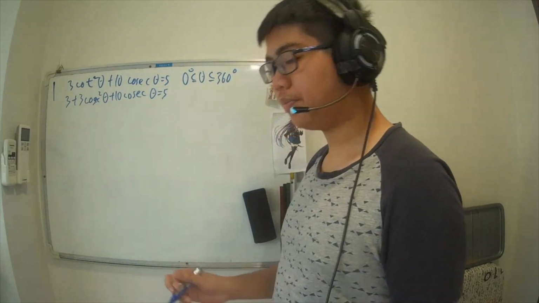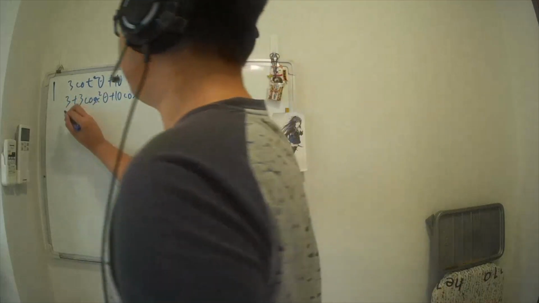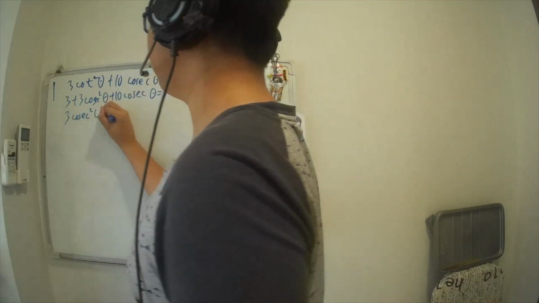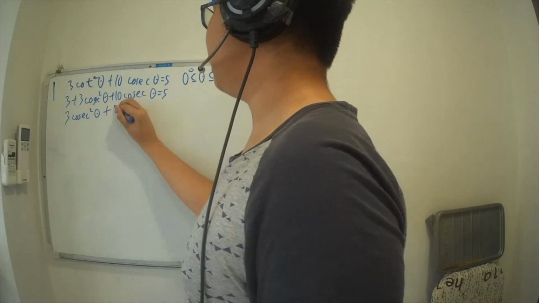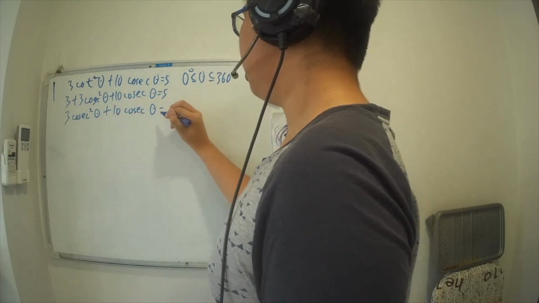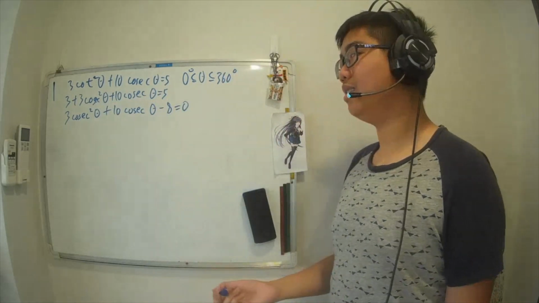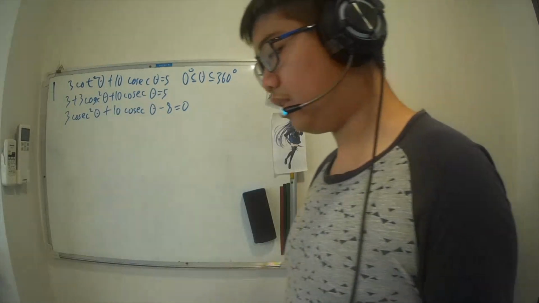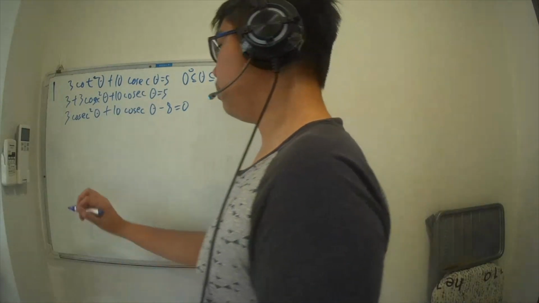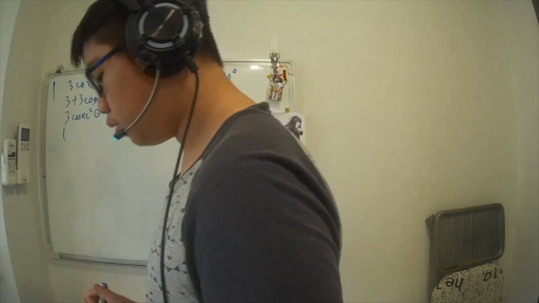Okay? Then let's bring this over here, right? Then we have a quadratic equation. We will have 3 cosec squared theta plus 10 cosec theta minus 8 is equal to 0. Okay? And this is our quadratic equation.